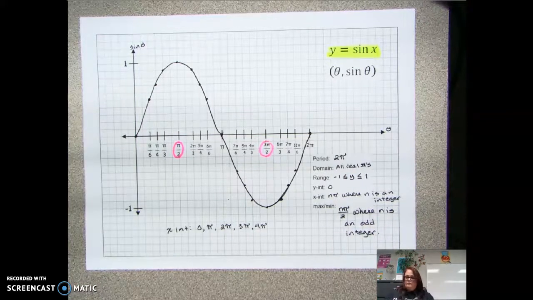All right, so in the next part, we're going to talk about cosine.